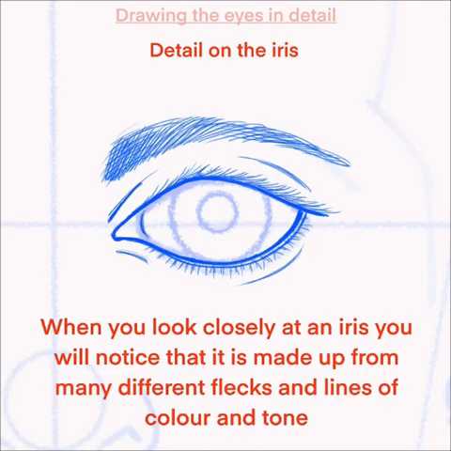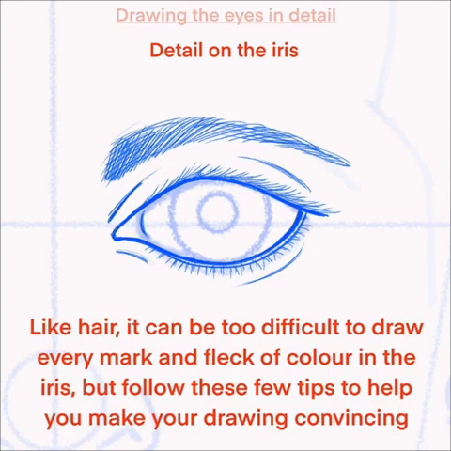The iris. When you look closely at an iris, you will notice that it is made up of many different flecks and lines of colour and tone. Like hair, it can be too difficult to draw every mark and fleck of colour in the iris, but follow these few tips to help you make your drawing convincing.